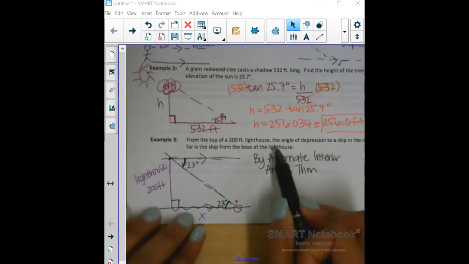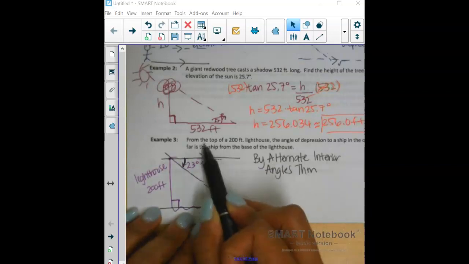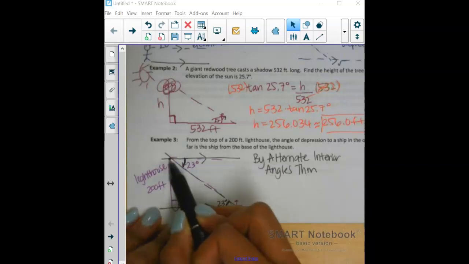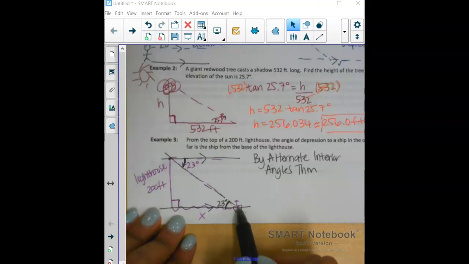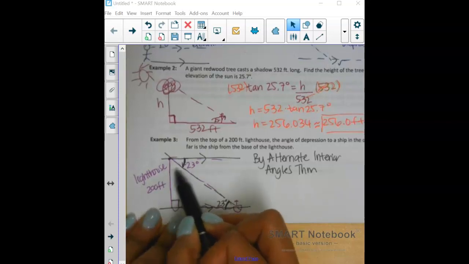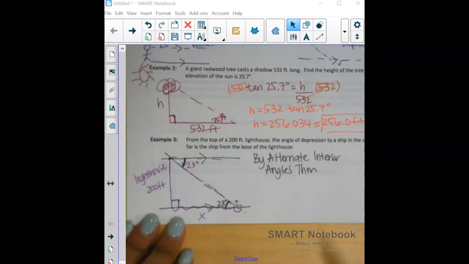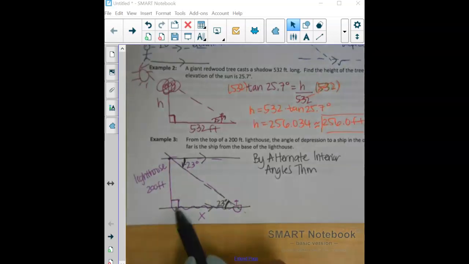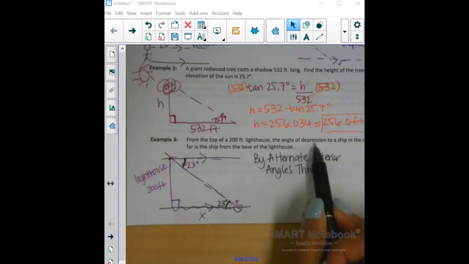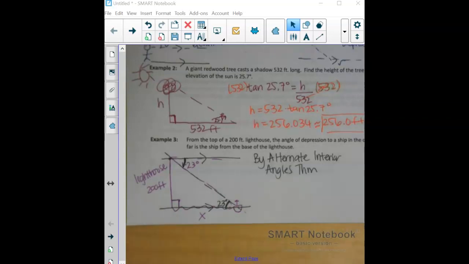Because it says the angle of depression to the ship. You're looking from the top of the lighthouse, which is up here, down to that ship. So you're not going to use this angle as 23. That's a common mistake. Don't do it. Down here or down here? Okay, you got really lucky. When it says angle of depression, it means it's looking down. It's not looking up. If you would have given this, it's angle of elevation. That's not what I'm looking for.